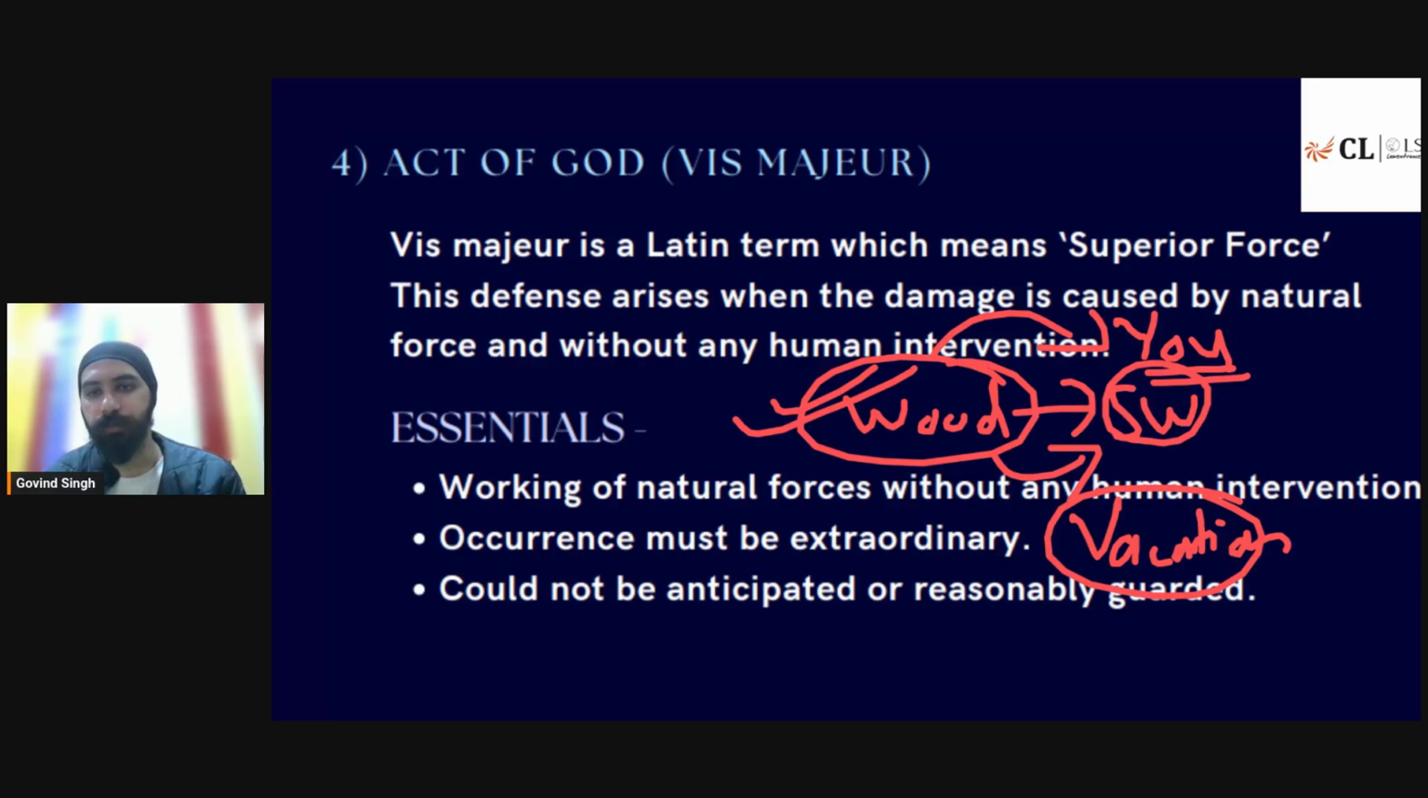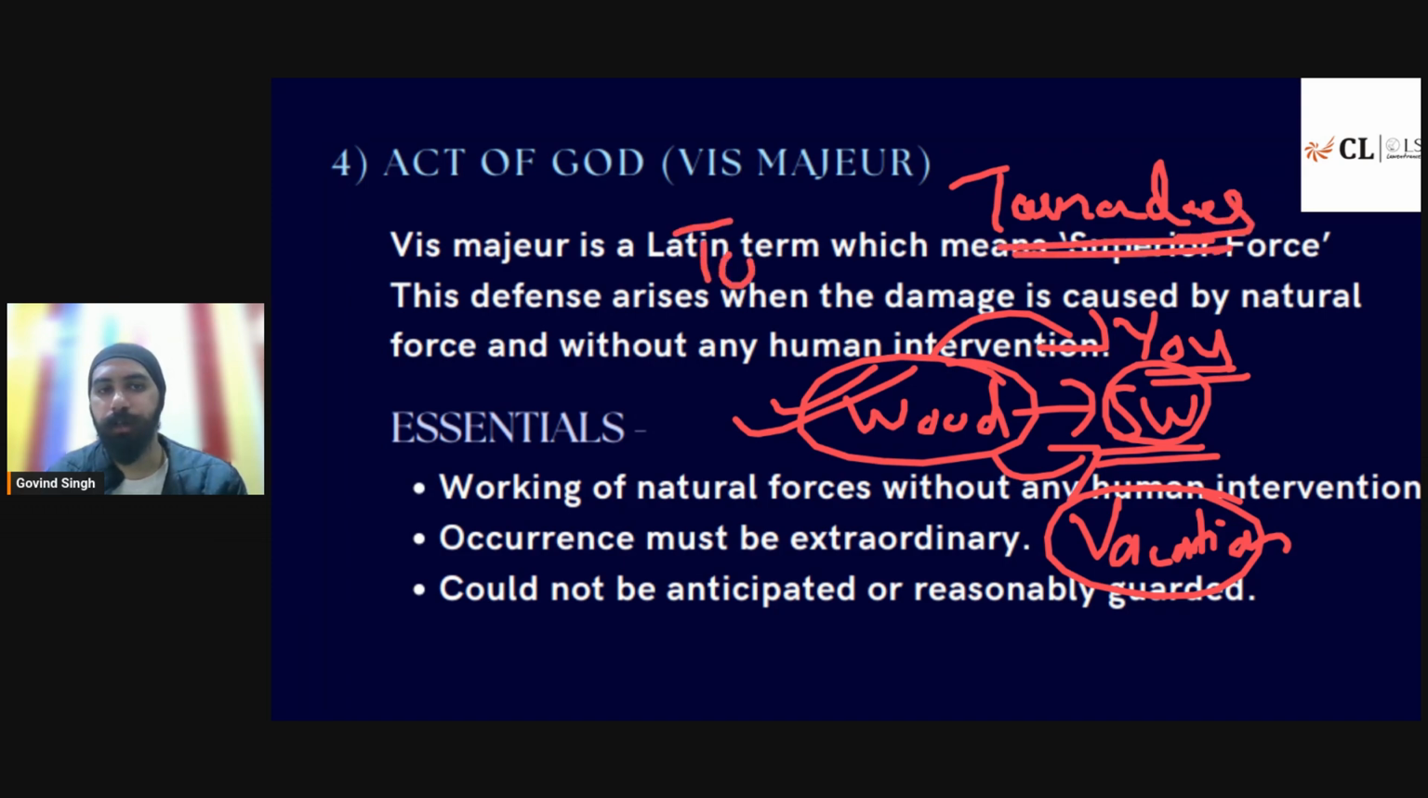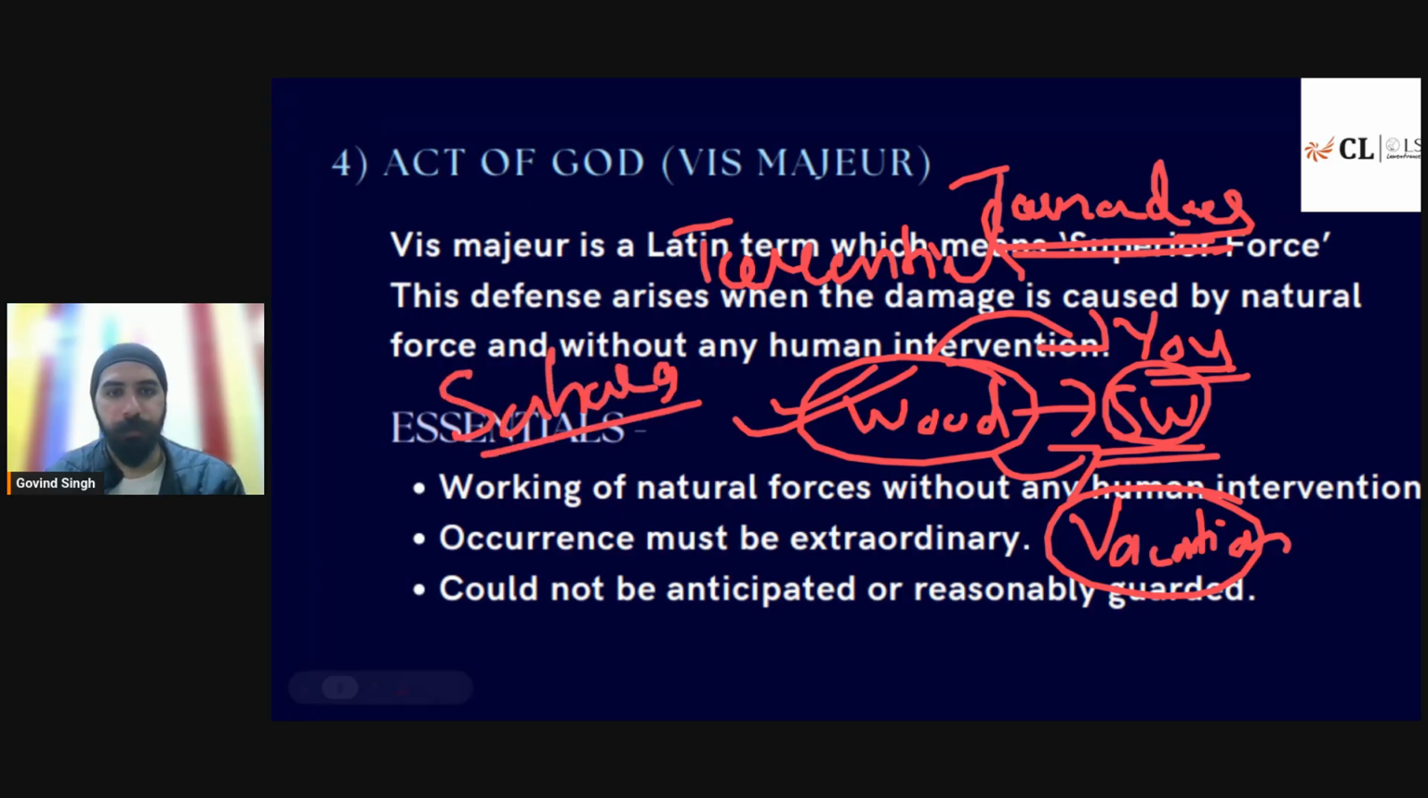Now you kept his wood in your safe warehouse, and suddenly one day, very damaging and very torrential rain came with tornadoes in a region which is not even known for tornadoes or torrential rain or heavy rainfall. Let's say you are living in the Sahara Desert. Okay, this is where it happens. A tornado comes and a very heavy downpour comes.